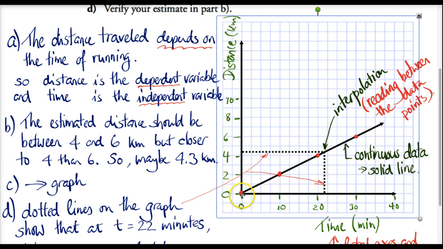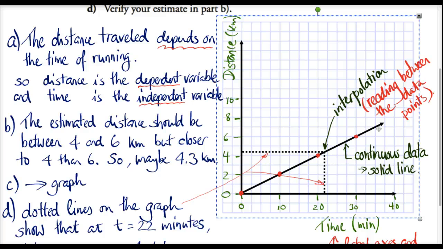So if I'm saying every 10 minutes is 4 squares, I have to make sure I continue that all the way along my axis, and the same on the vertical axis. If I'm starting at 0, every square is 1 kilometer on my axis, so I have to make sure I maintain that all the way through. I've labeled my axes with the variable and the unit next to it in brackets. In this case I'm joining my data points with a solid line.